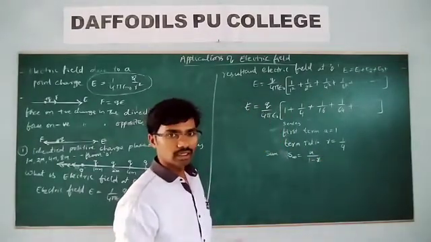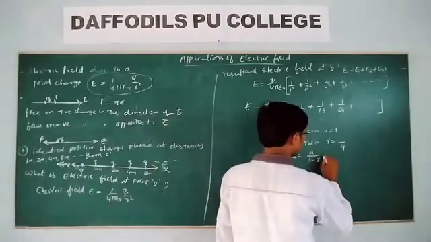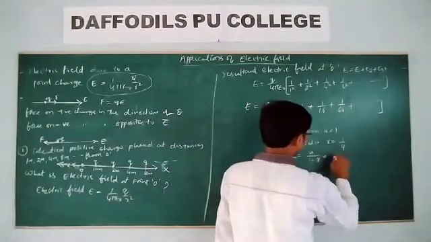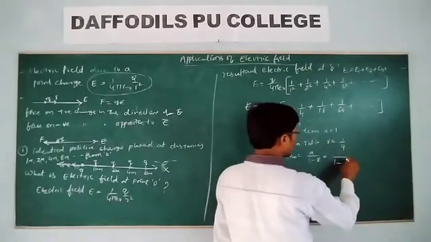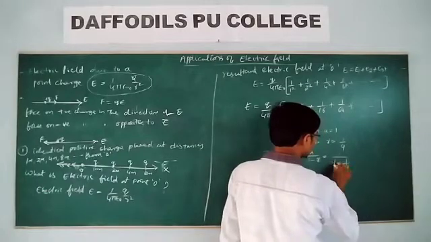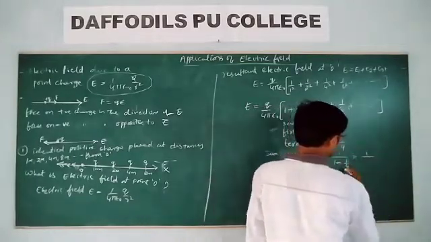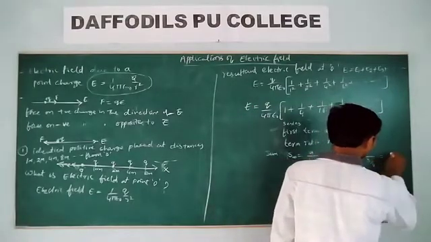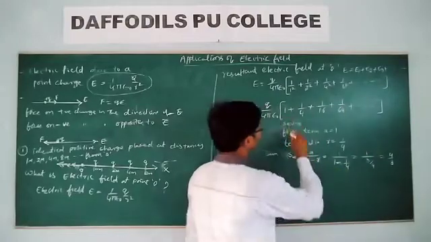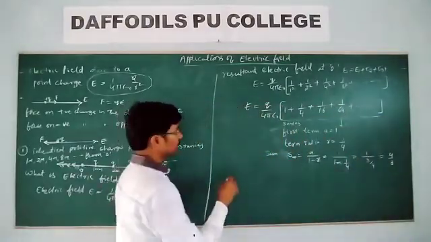A represents what? First term. R represents what? Term ratio. Let me substitute the values. A is 1, so 1 by 1 minus, what is the ratio? 1 by 4. Therefore, 1 by 1 minus 1 by 4 is nothing but what? 3 by 4 in the denominator, which is equal to 4 by 3. So this value is what we have? 4 by 3.